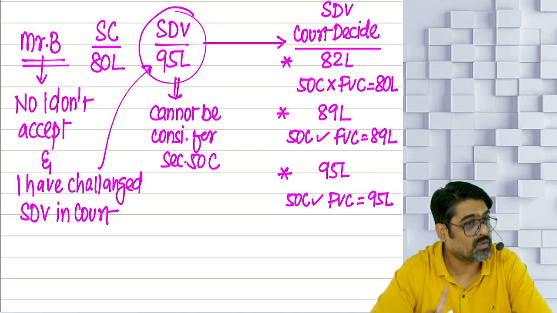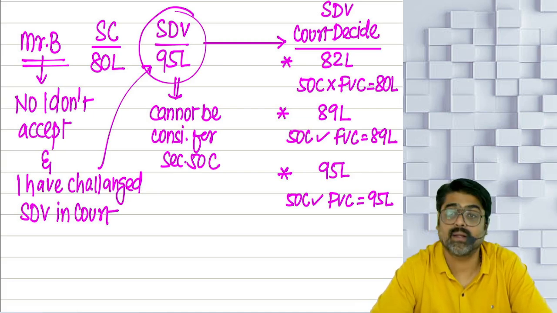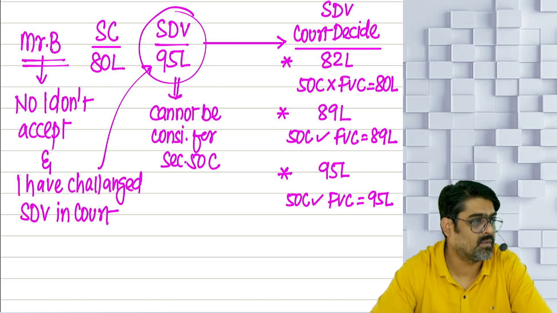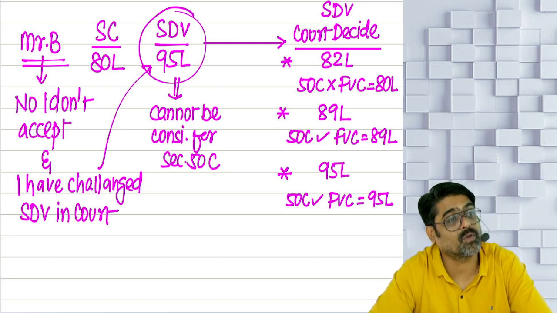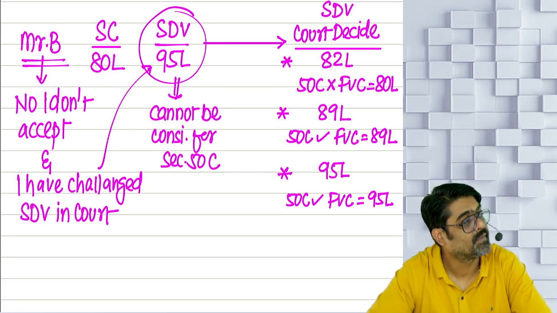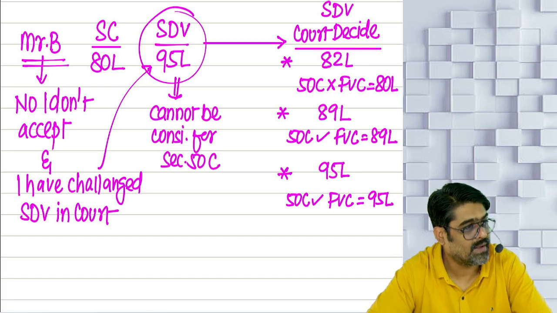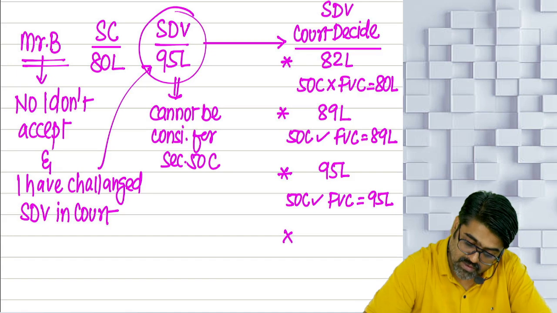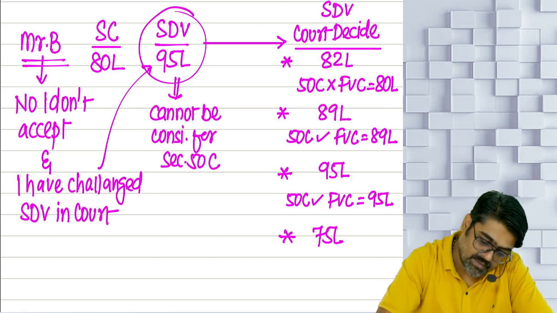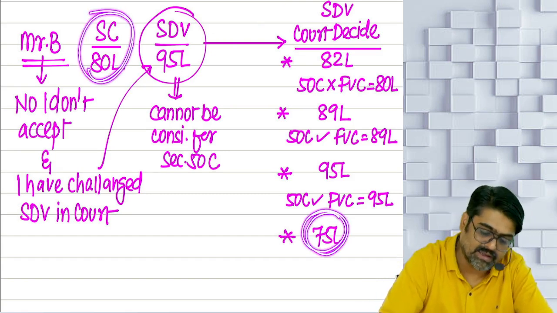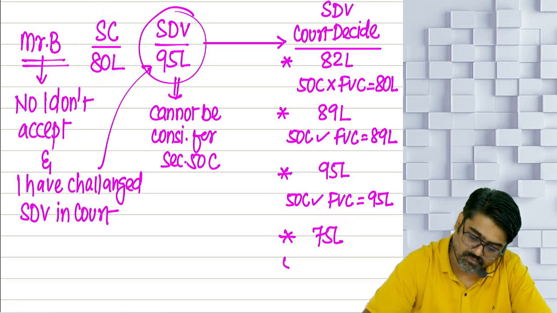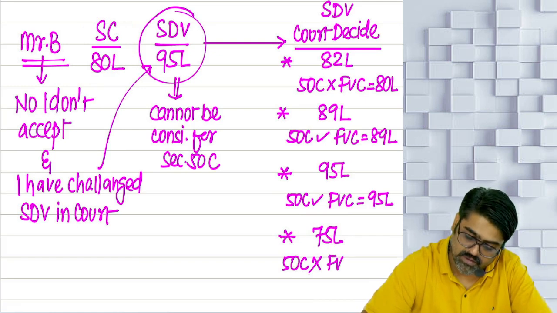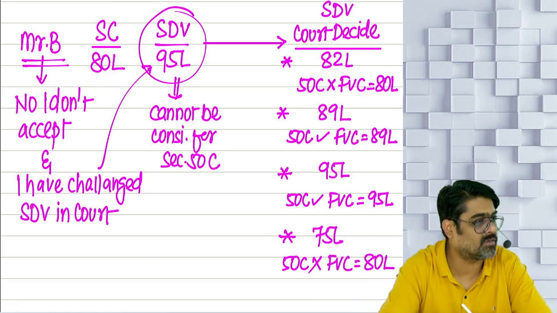But if the court's stamp duty value is more than sale consideration, but the difference is not more than 10%, then sale consideration will be taken as full value of consideration. Can the court decide a stamp duty value lower than your consideration also? Yes. What if the court's judgment comes that the stamp duty value is only 75 lakhs? Is the stamp duty value decided by the court more than sale consideration? No. So no question of applying 50C here. Yes or no? Then full value of consideration will be 80 lakhs, your sale consideration.